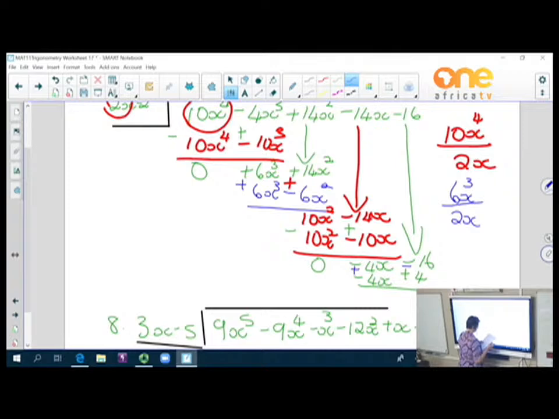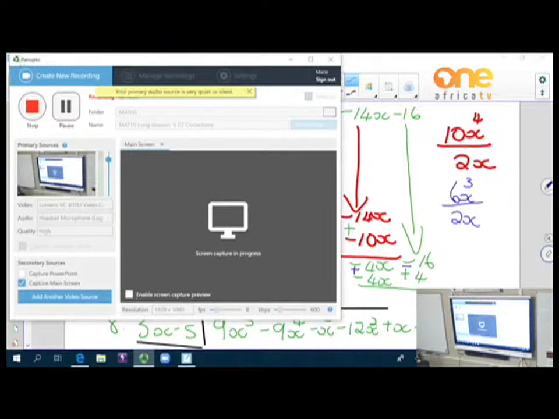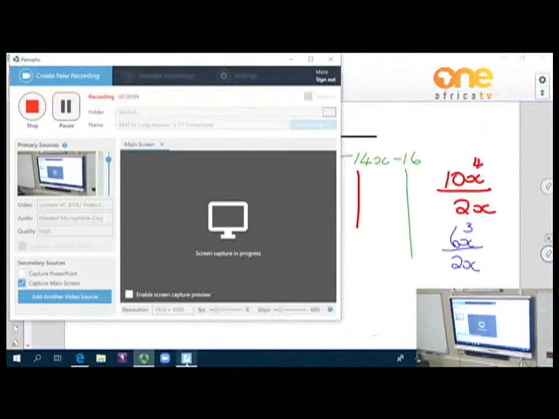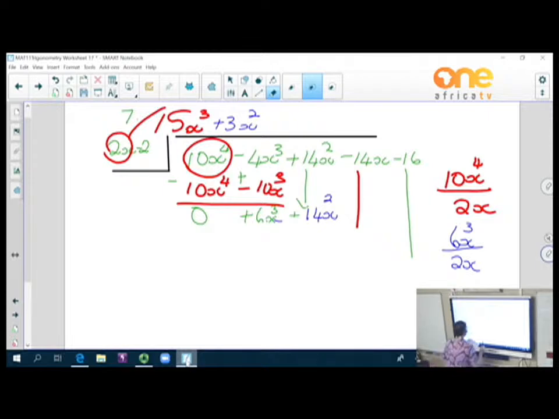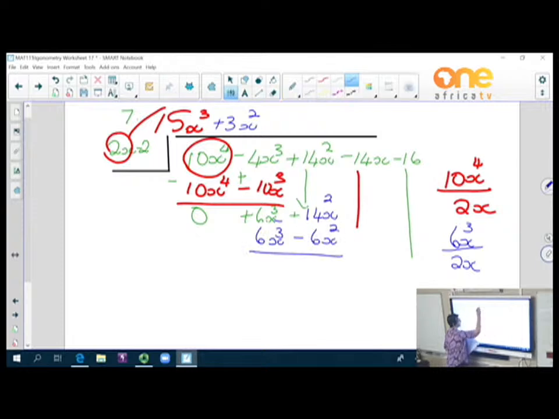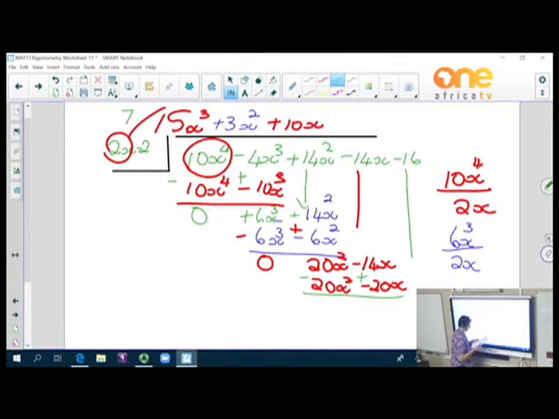Now here is a mistake somewhere. Right, let's look at this sum again. So if we multiply there, it is then 6x to the power of 3. And if you multiply here, you have negative 6x squared. So we're going to subtract. So we change the second signs and add.